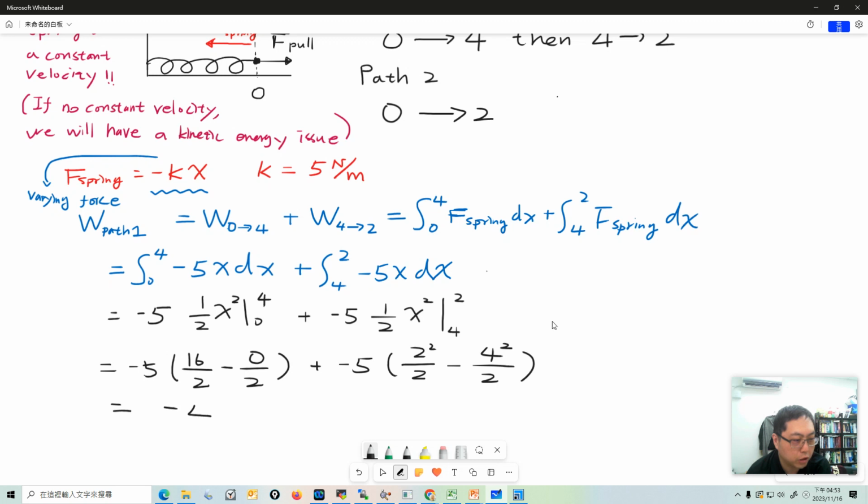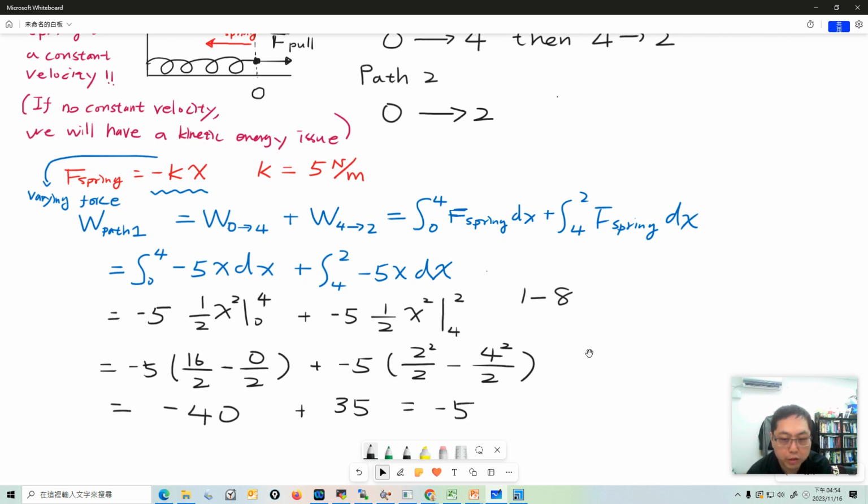So it's minus 14 plus, and what value is this? 2 squared is 1 minus 8. Is this correct? One minus 8, so it's 35. Okay, overall it's minus 5.